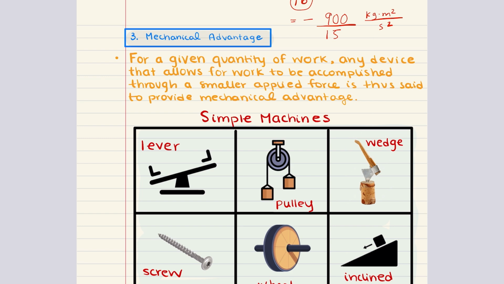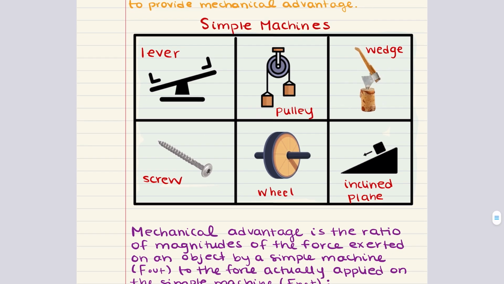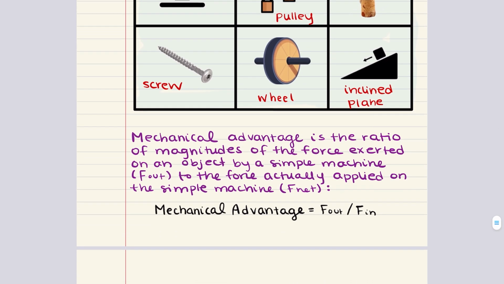And the basic idea is that a machine can change the magnitude and direction of the input force, and that makes it easier to perform the same amount of work. Now, mechanical advantage is mathematically defined as the ratio of the magnitude of the force exerted on an object by a machine to the magnitude of the force that's actually applied to the machine. So mechanical advantage is equal to the output force over the input force.